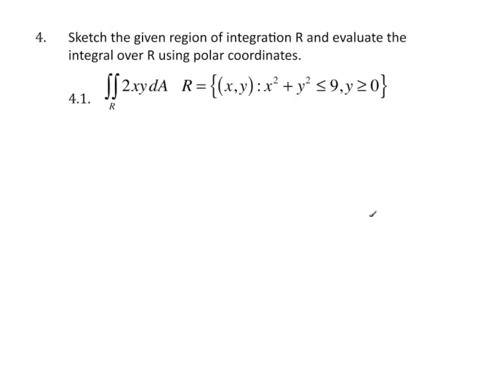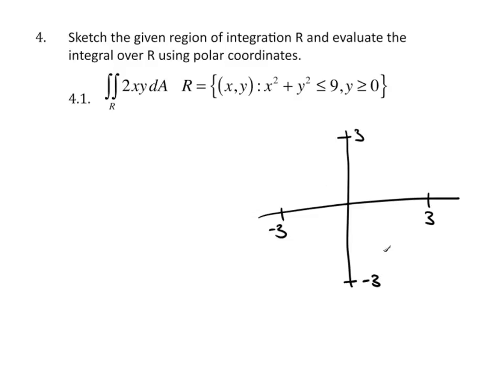So let's sketch the region of integration R and evaluate the integral over R using polar coordinates. First thing, let's figure out what we're talking about here in terms of this region. x squared plus y squared is less than or equal to 9. That means I have a circle with radius 3. But y is positive, so I only want the half circle above the x-axis. So that region is going to look like this.